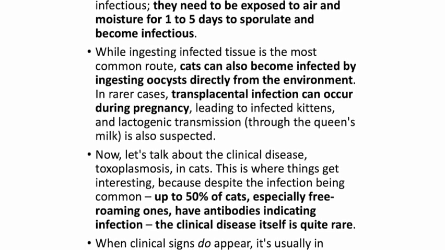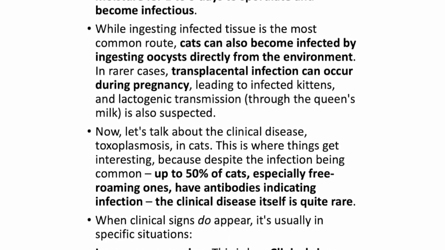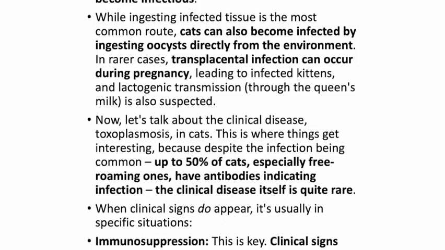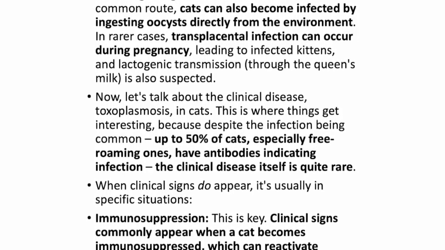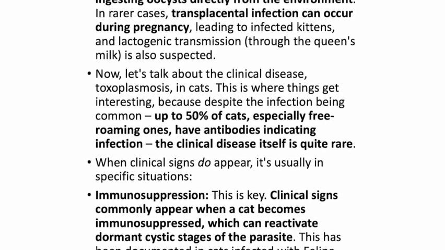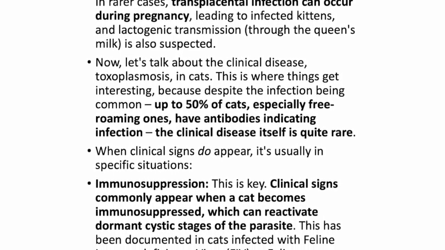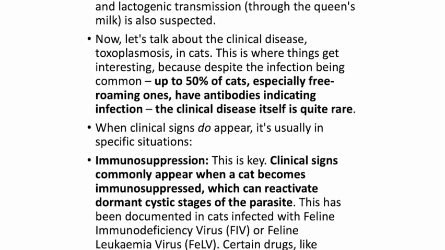While ingesting infected tissue is the most common route, cats can also become infected by ingesting oocysts directly from the environment. In rarer cases, transplacental infection can occur during pregnancy, leading to infected kittens, and lactogenic transmission through the queen's milk is also suspected. Now, let's talk about the clinical disease, toxoplasmosis, in cats.